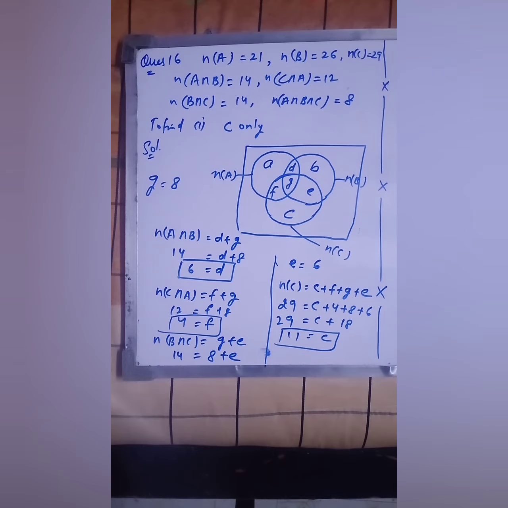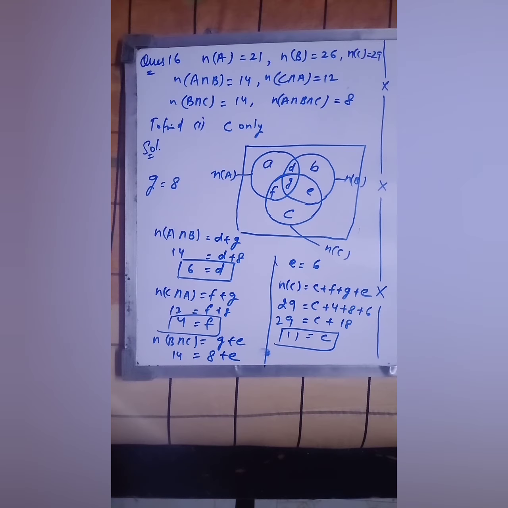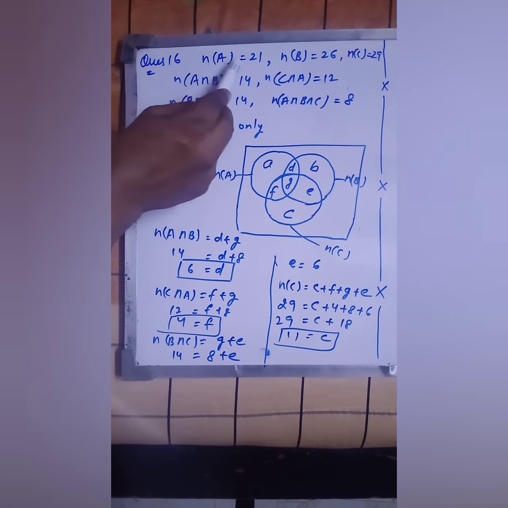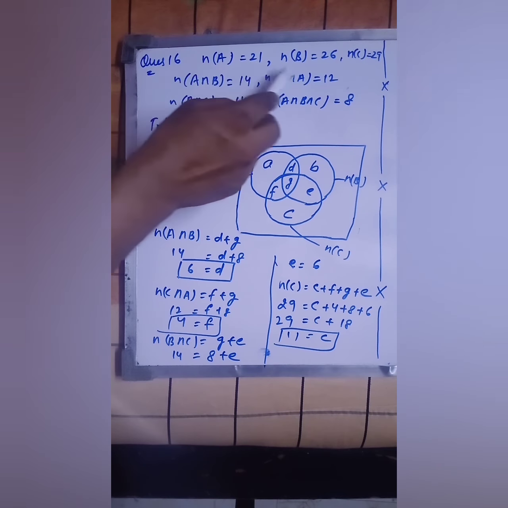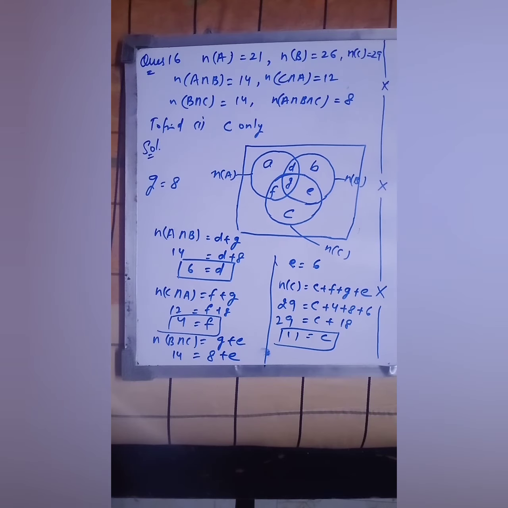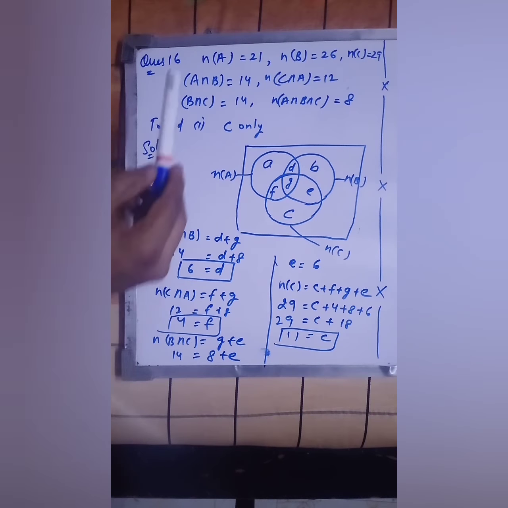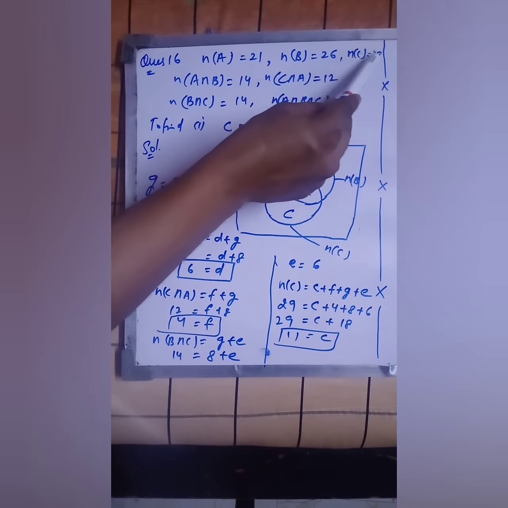Now we have to solve question number 16, which is the last question of your miscellaneous exercise. Okay, the question is, I'm reading this question. In a survey, it was found that 21 people like product A. So I'm representing NA, that is equal to 21. Okay, and 26 like product B. So NB will be 26. And 29 like product C. So here NC is 29.